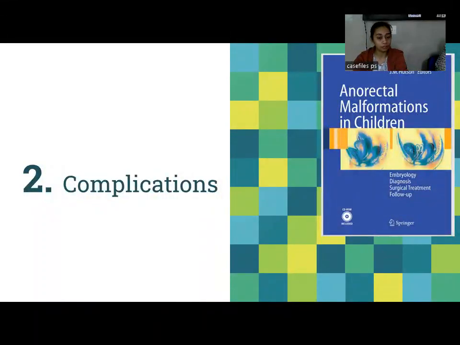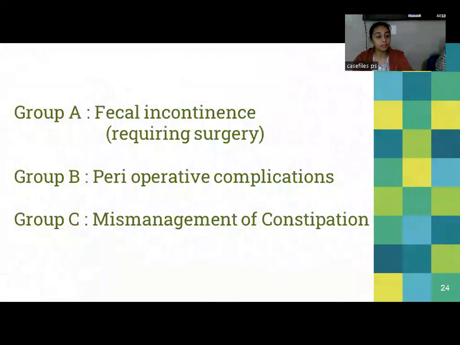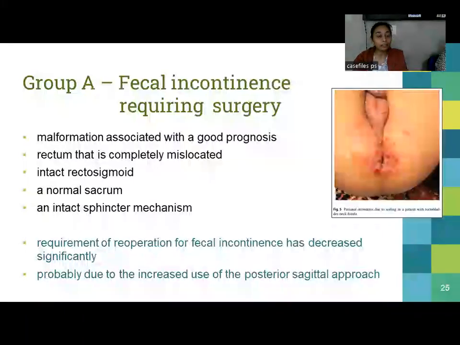Coming to the complications after the surgery, they are essentially divided into 3 groups. Group A is fecal incontinence, which requires surgery. Group B is perioperative complications, and Group C is because of the mismanagement of constipation. In fecal incontinence, another complication commonly seen is perianal dermatitis, which is very distressing to the parents as well as the child.